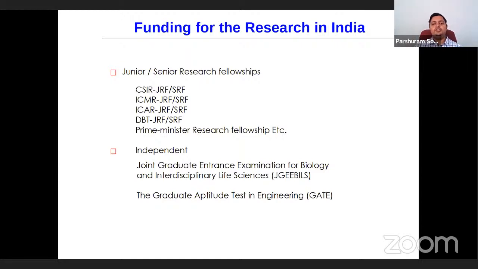There are some institutes where people, especially from rural areas, have hardships, in that they are not able to qualify these exams, but they are actually brilliant. So there are some exams such as GATE as well as JGEEBILS where, once people qualify these exams, the research institutes hosting these students support the fellowship. Something like GATE, where IITs will provide the fellowship to the students who have qualified GATE. And this is the scenario for the students.